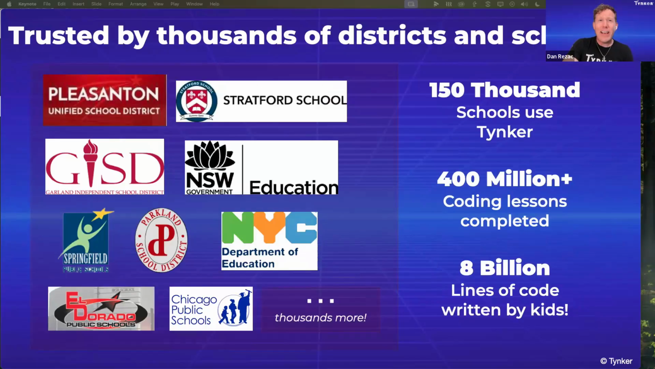So, 8 billion lines of code. I mean, we keep track of this stuff. So many students have created so many projects and lines of code in Tinker.